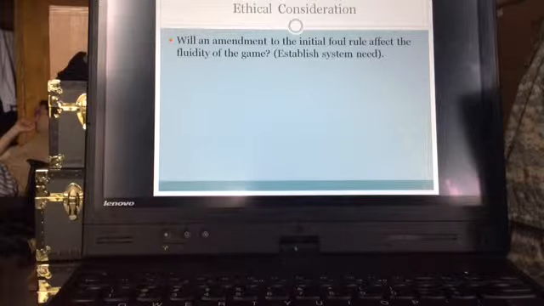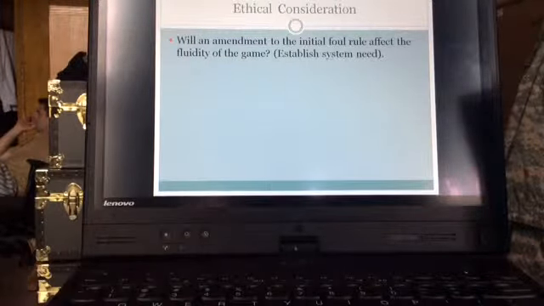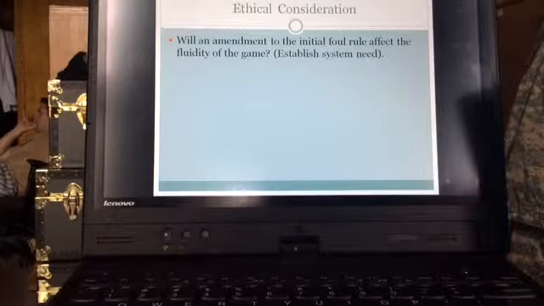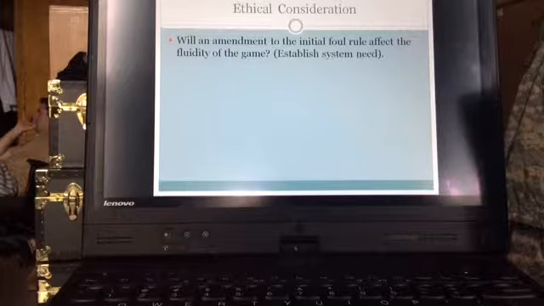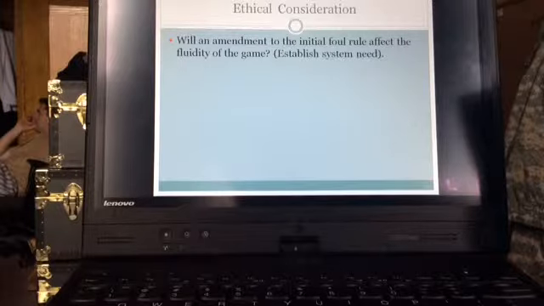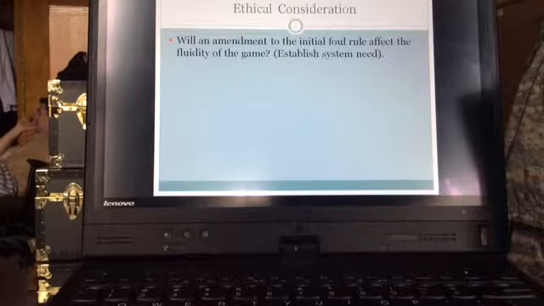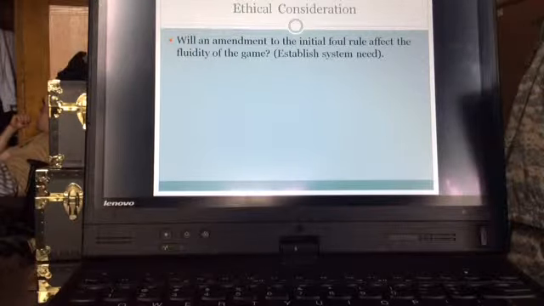One possible ethical consideration is, will an amendment to the initial foul rule affect the fluidity of the game, which has to do with establishing a system need. As I stated earlier, for the first 4 years, the free throw was not even implemented. So what Dr. James Naismith had to consider was, if he changed the foul rule, how will that affect players, coaches, referees, fans, all those who take part in the sport of basketball. However, it paid off because the free throw is still being used over 100 years later.